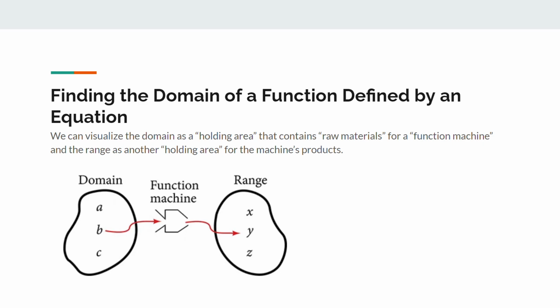First, let's note the idea of domain and range. We can visualize the domain as a holding area that contains the raw materials for the function machine, and the range as another holding area for the machine's product. So the raw materials are what you give to the function machine. The domain is the input, so you plug x as input into the equation, into the function, and then it will give you the y, or the product, the output.